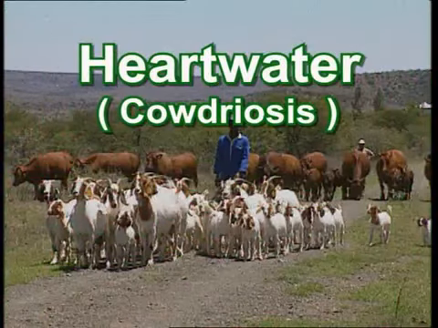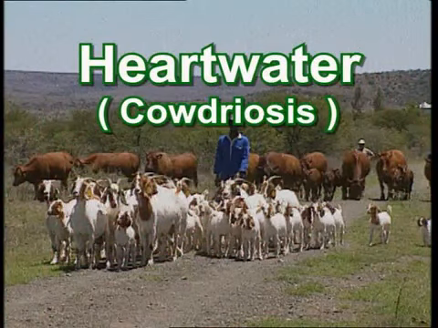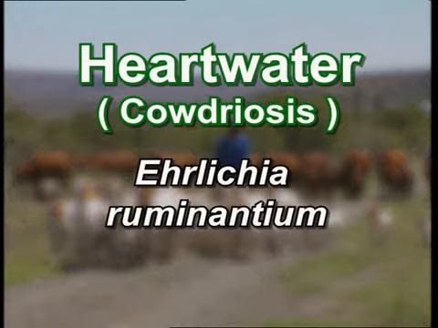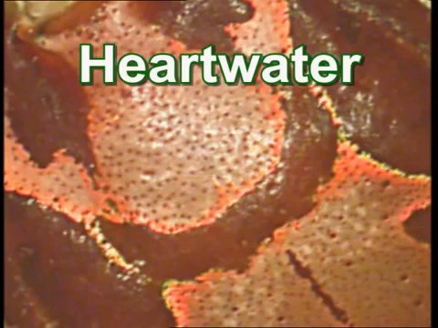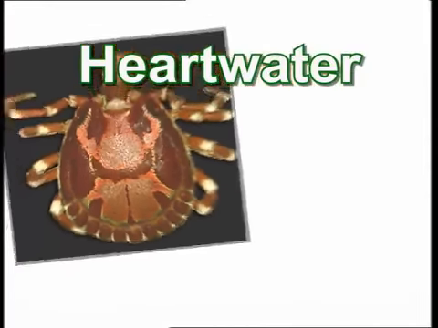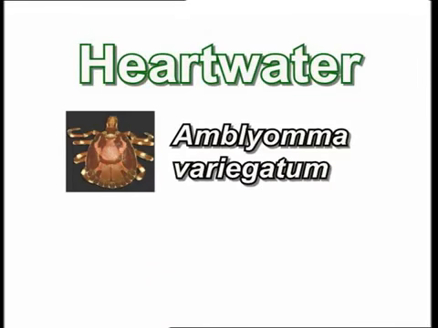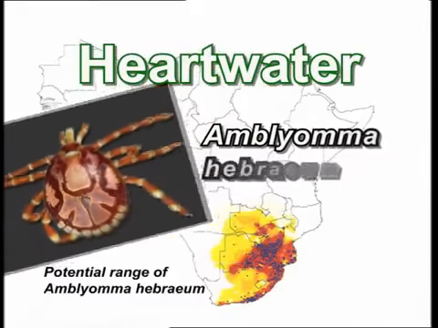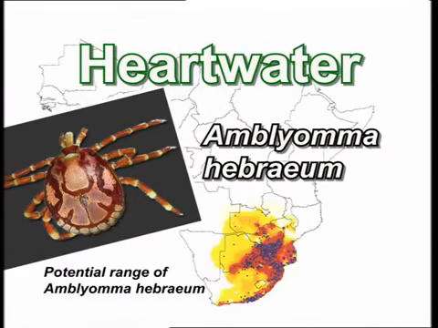Heartwater, or cowdriosis, is a tick-borne disease of cattle, sheep, goats, and some wild ruminants, which is caused by Ehrlichia ruminantium, previously known as Cowdria ruminantium. Heartwater is transmitted by ticks of the genus Amblyomma, the bont ticks, and the major vectors are Amblyomma variegatum, the tropical bont tick, which has the widest distribution in Africa and has also inadvertently been exported to some Caribbean islands, and Amblyomma hebraeum, the South African bont tick, which is the main vector of heartwater in southern Africa.